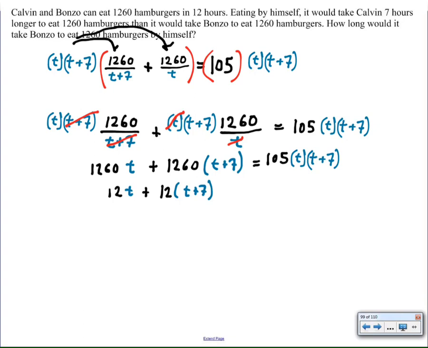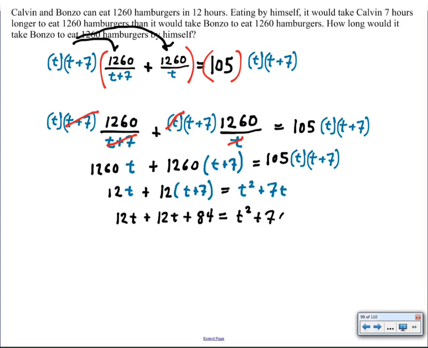At this stage, I should slow down just a second. I recognized from earlier work in this problem that 105 times 12 equals 1260. So I'm going to divide both sides of this equation by 105 so that I get smaller coefficients, better numbers to work with. It's a great strategy. Also notice that I distributed the t squared plus 7t. Boom. The rest of this, again, just algebra.